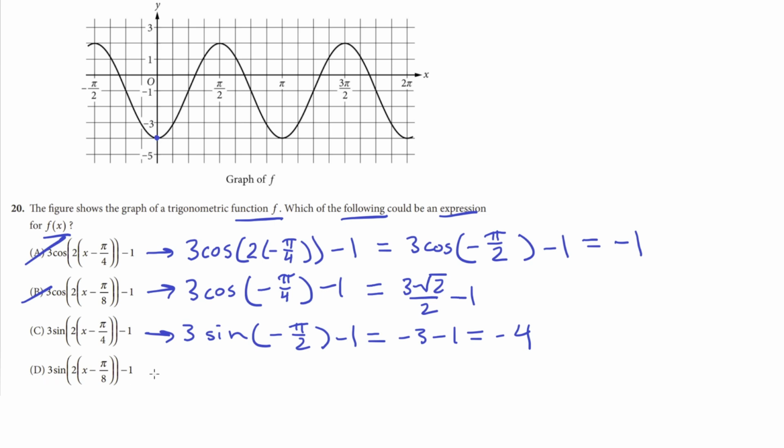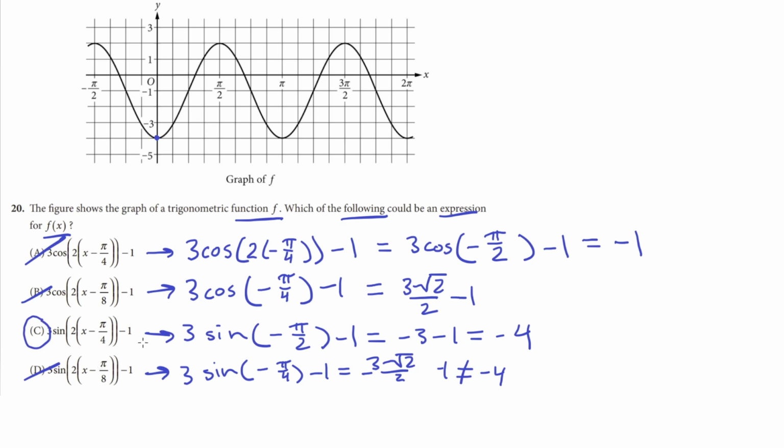What about answer choice D? 3 times sine of 2 times negative pi by 8, since x is 0. That's negative pi by 4, minus 1. Sine of negative pi by 4, that's negative root 2 over 2. So we'll have 3 root 2 over 2, it's negative, and then minus 1. This is going to be some other decimal value that's not going to equal negative 4. So we can rule out answer choice D. So the correct answer is answer choice C.